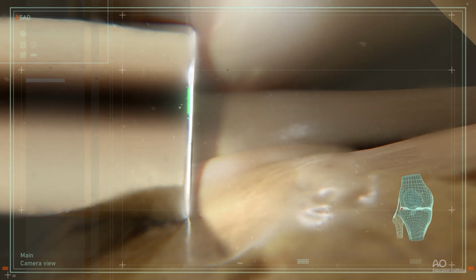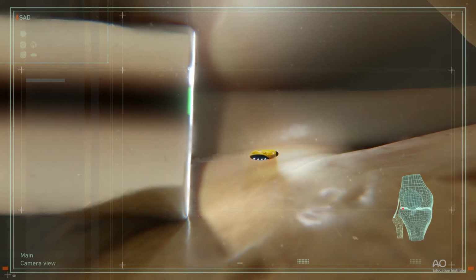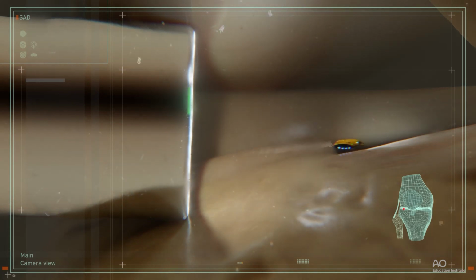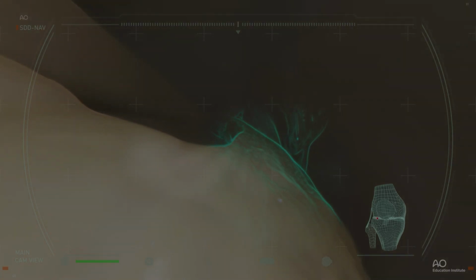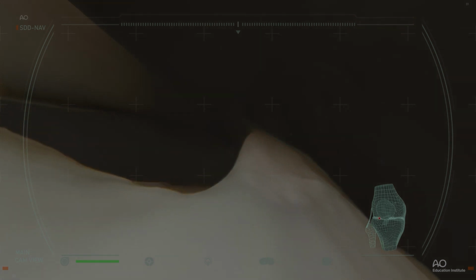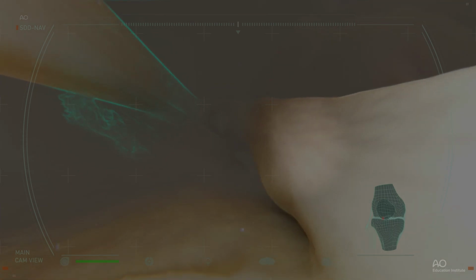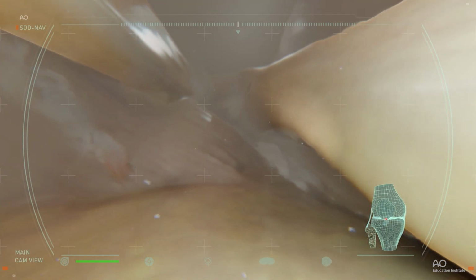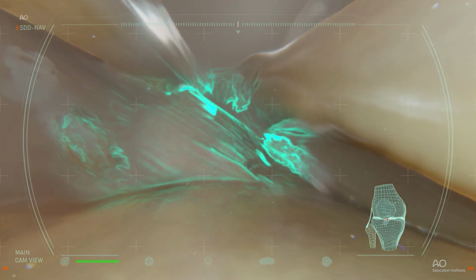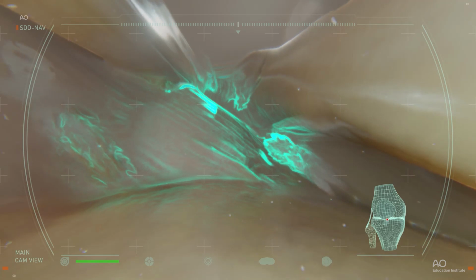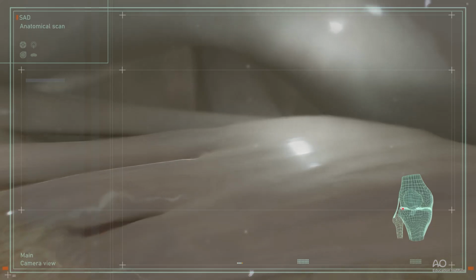Leaving MIDD. Attachment of the medial meniscus. Transverse ligament. Attachment of the anterior cruciate ligament. Anatomical scan.